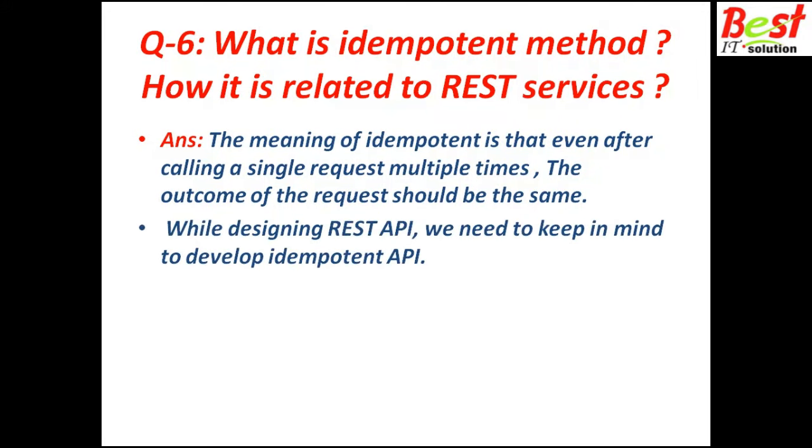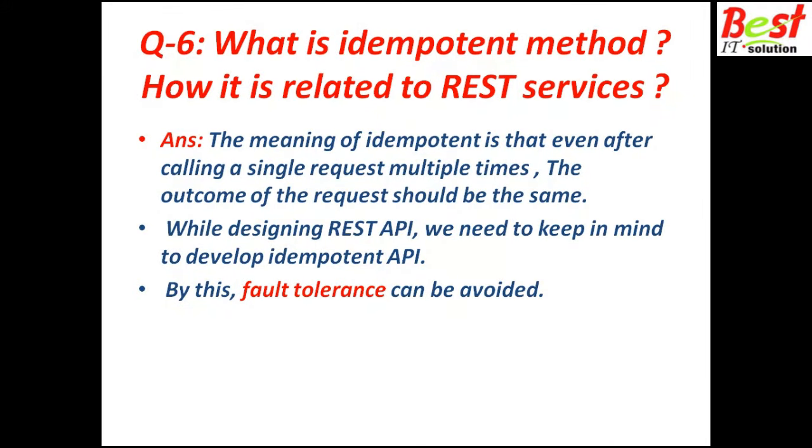While designing a REST API, we need to keep in mind to develop an idempotent API. That means the API should always return a consistent result. It should not be that every time the API returns different results, or after 10 requests it sends a different result, and after 20 requests it sends yet another type of result. By this, fault tolerance can be avoided.